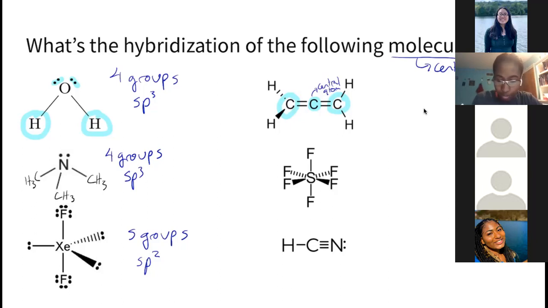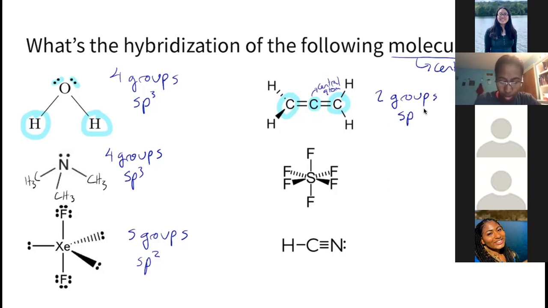So we have 2 groups around the carbon we are considering as the central atom. 2 groups. So based on that, what is the hybridization for this carbon here? SP. Yup. This carbon is sp hybridized.